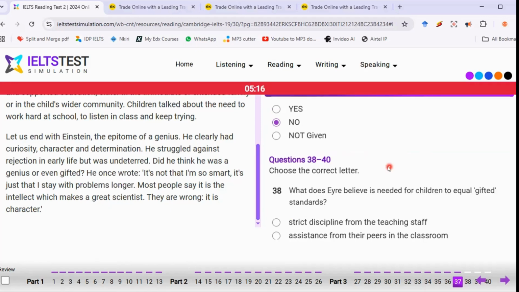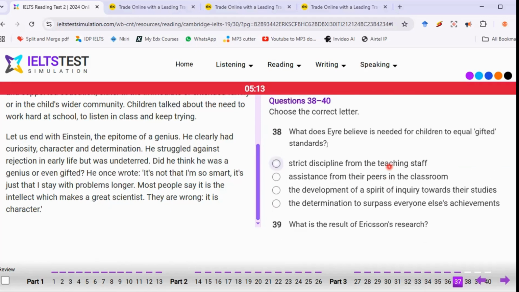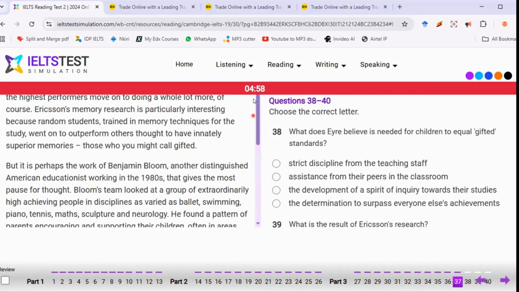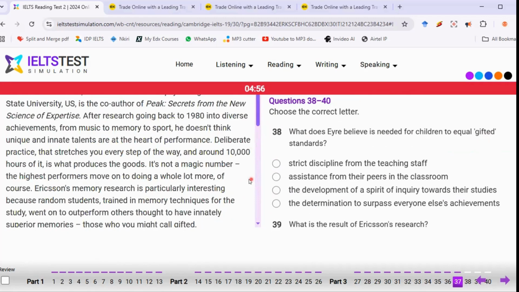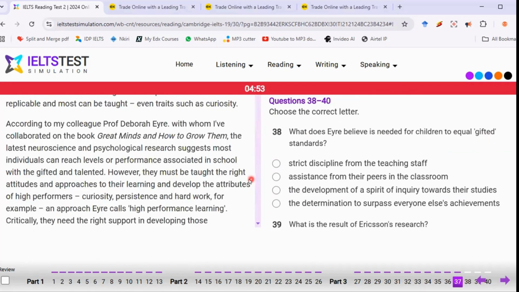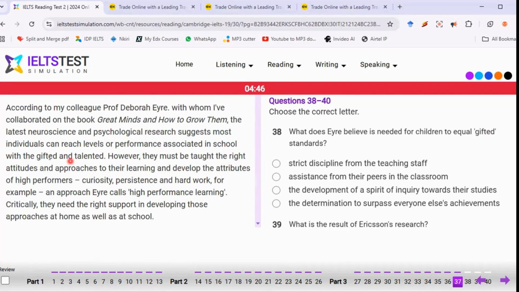Number 38, gap filling, multiple choice questions. This one, I need to move fast. I have 3 questions left. I have 5 minutes left. What does Hare believe is needed for children to equal gifted standards? Let me see. Equal gifted standards. I saw it in one paragraph here. Okay, see here. Professor Deborah Eyre. Equal, this is gifted. However, they must be taught the right attitude.